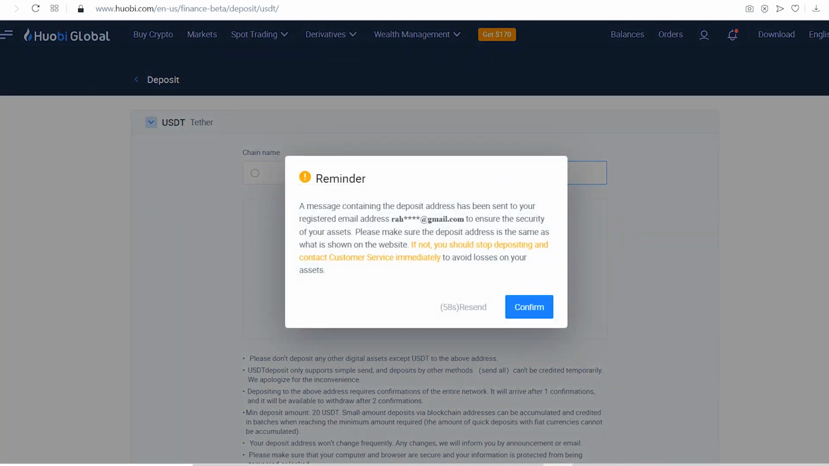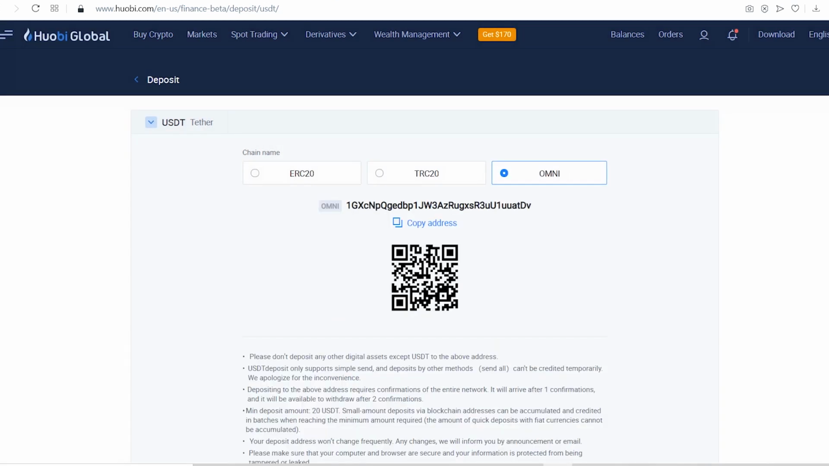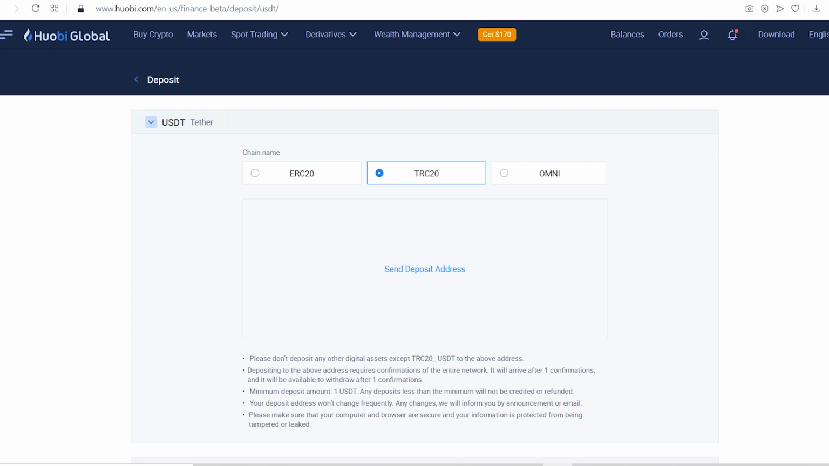Note: USDT has multiple chains that support it, including Omni, ERC20, and TRC20. Be careful to select the correct blockchain before transferring your tokens.